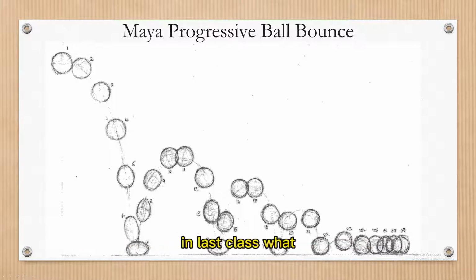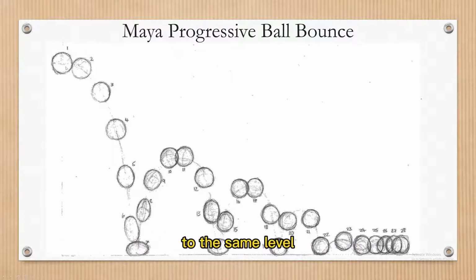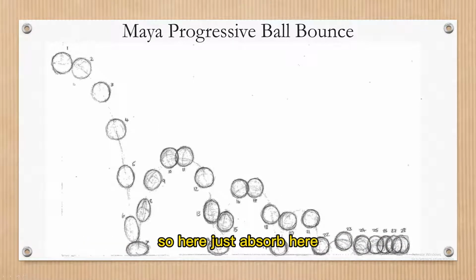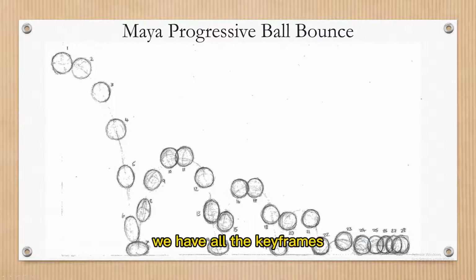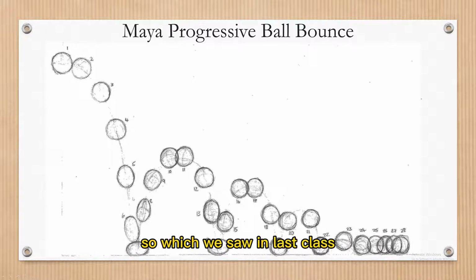So in the last class, what we have seen is, in order to create one complete bounce from the top back to the same level, we kept 9 keyframes, if you can remember. Okay, so here, just observe, from this half position for the ball to come down, we have all the keyframes. This is your keyframe, this is your ease in. So the ball is getting momentum, it's coming, it's stretching, maximum stretch here, you have the squash. So all the keyframes we have already created, which we saw in the last class.